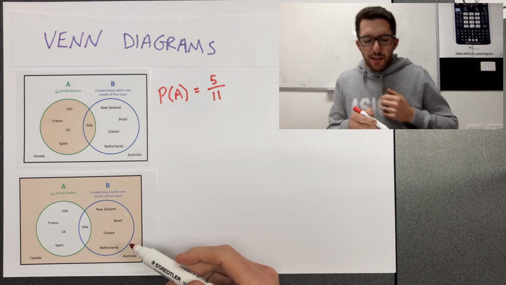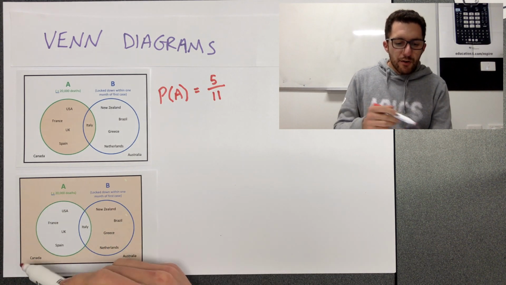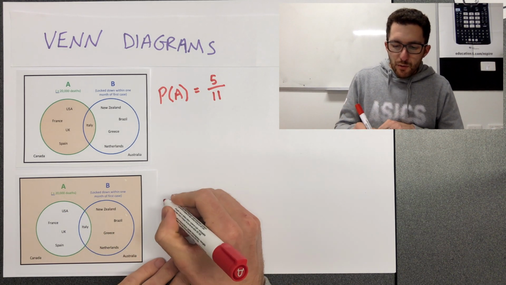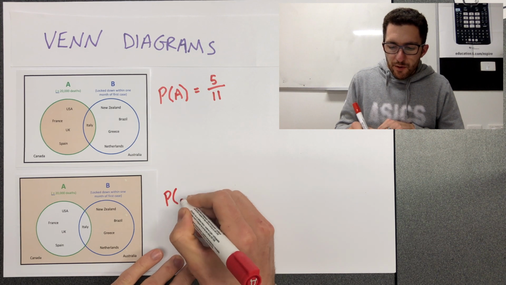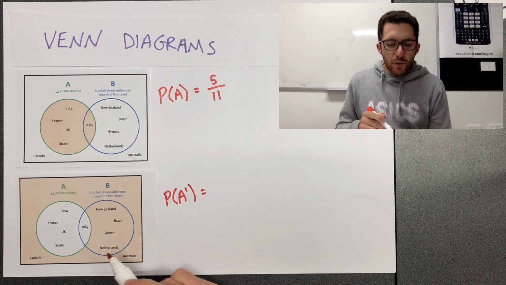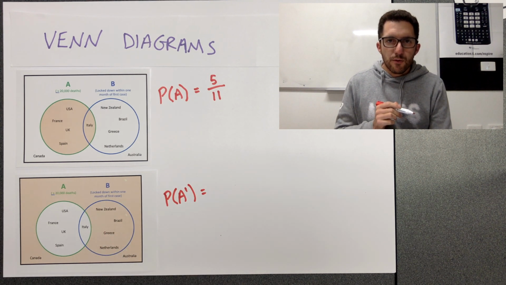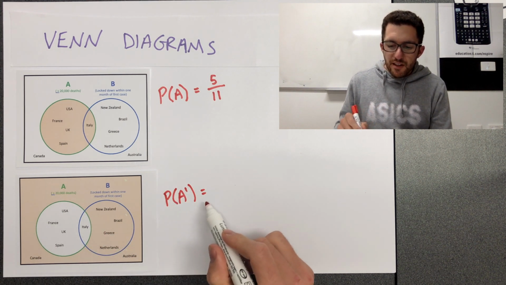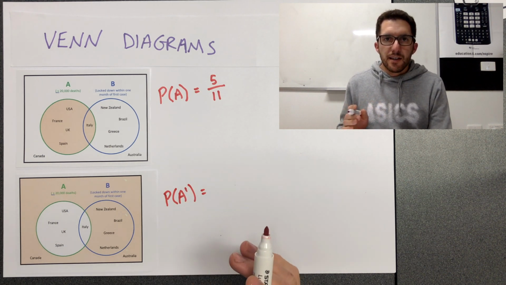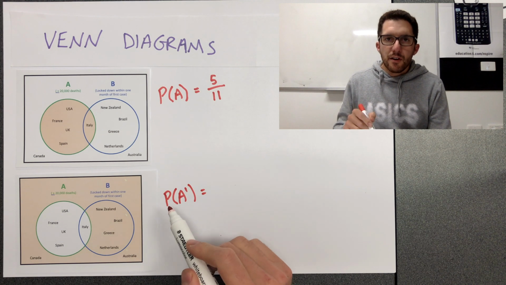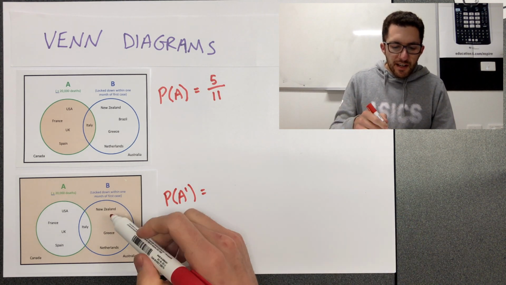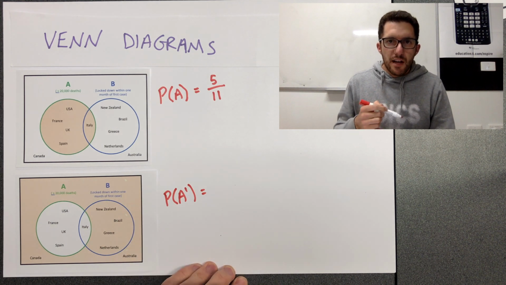So looking at this one now, you can see everything is shaded around the A, but not inside. So in this case, we want to know the probability, if we pick a country at random, what are the chances that we select a country that is not in the A group? And the way that we represent that with maths is we use that little dash, and that means not A. So it means what is the probability of not selecting an A country? And so to do that, we need to count how many countries are outside our A group.